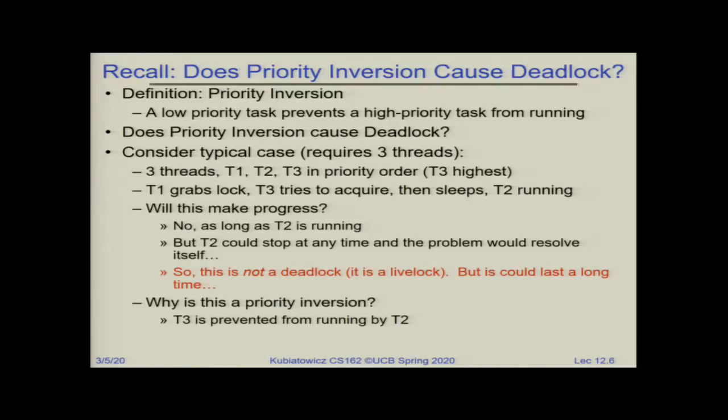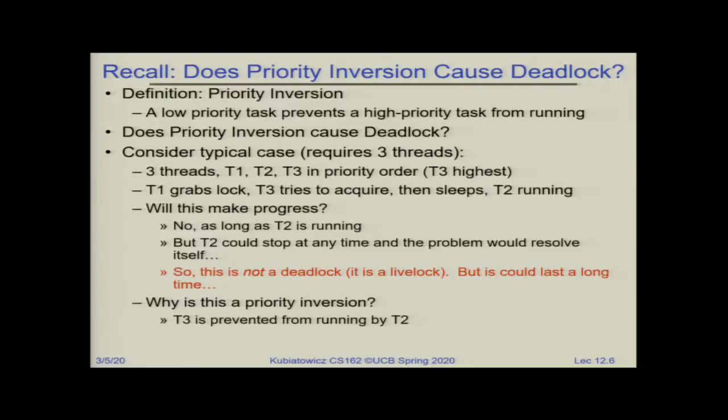Now, it is technically priority inversion because T1 is running when T3 is not. So it is a priority inversion, but where this gets really bad is when T2, which is somewhere in the middle, starts running. Now we've got a really big problem because T2 runs, so T1 doesn't run. And so now T2 is preventing T3 from running. That's a potentially long-lived problem, but it's not a deadlock. Why? It's a livelock because T2 could finish any time. And the moment T2 finishes, T1 runs for a little bit, releases the lock, T3 runs. Okay?